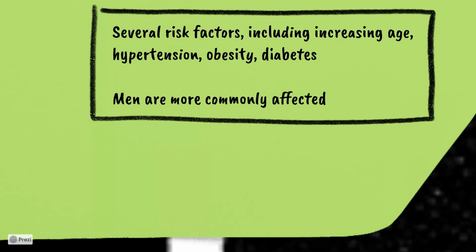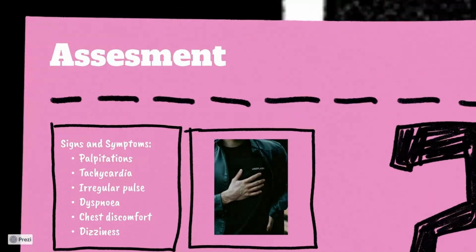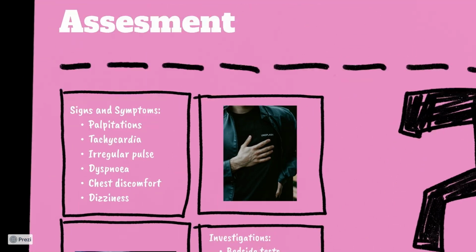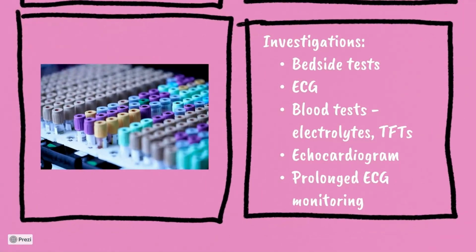Now that we have looked at what AF is, let's look at how we assess a patient with AF. The most common symptom that patients present with is palpitations. They might also feel short of breath, dizzy, or have chest discomfort. Some signs you will see are tachycardia and an irregular pulse. Investigations you need are basic bedside tests, including observations, ECG, and blood tests.